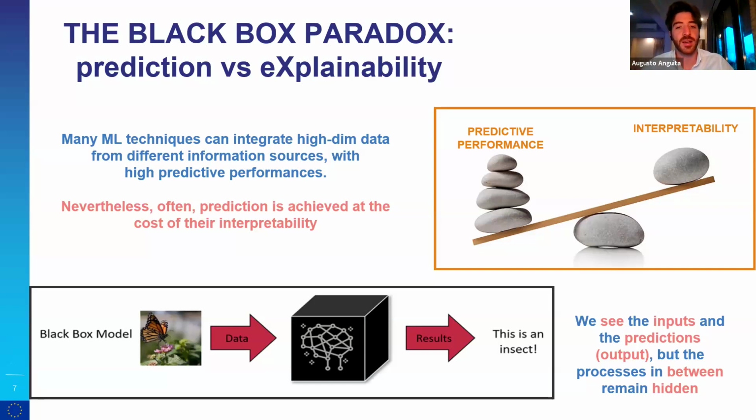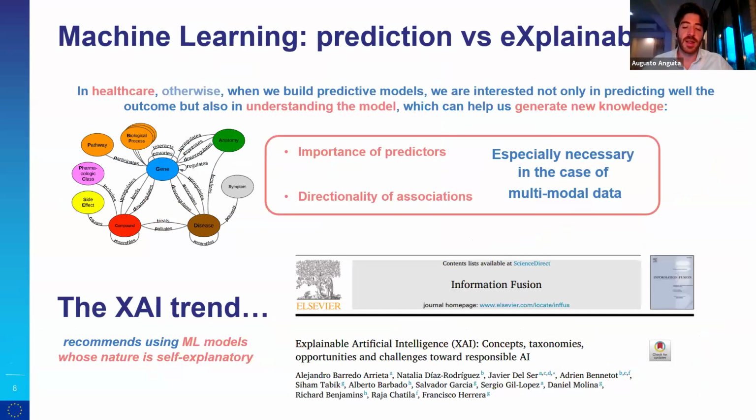These are models that are extremely good in prediction, but we see the input data, we see the output, we see the prediction, like here in this example with this insect, but we don't know anything about the process in between. And these kinds of black box algorithms are a problem in biomedical research or in healthcare in general, where we are more interested sometimes in understanding the model rather than the predictions itself.